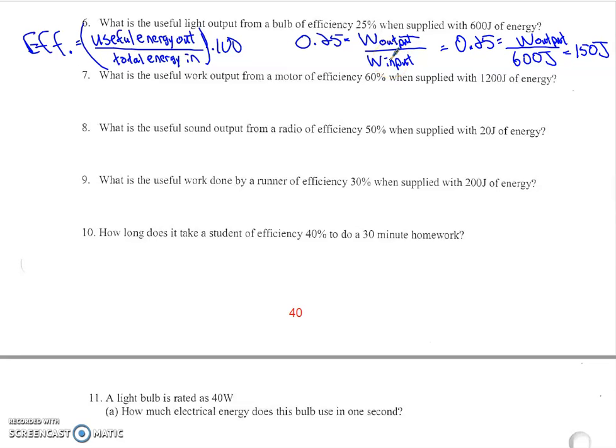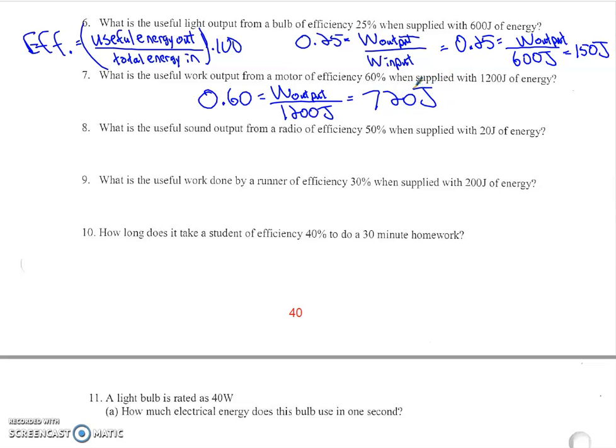So for number 7, it's doing the same kind of thing. What is the useful work output? So it's asking us for this top part of the equation here. From a motor of efficiency 60% when supplied with 1,200 joules of energy. So that's the input. So now we're working with 60%, so I'm going to make that 0.60. We're solving for the work output, and the work input is at 1,200 joules. So you take this 1,200, multiply it by 0.60, and that is 720 joules.